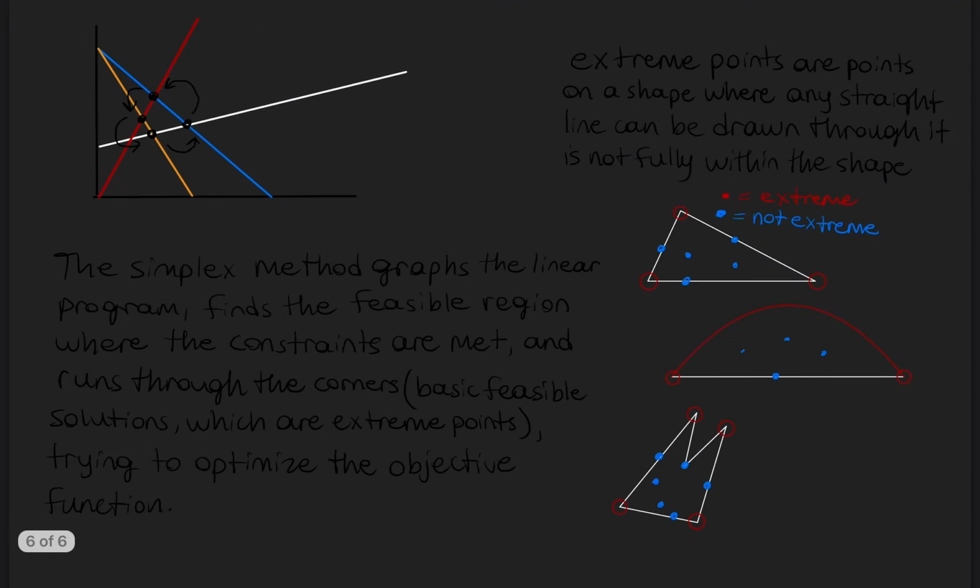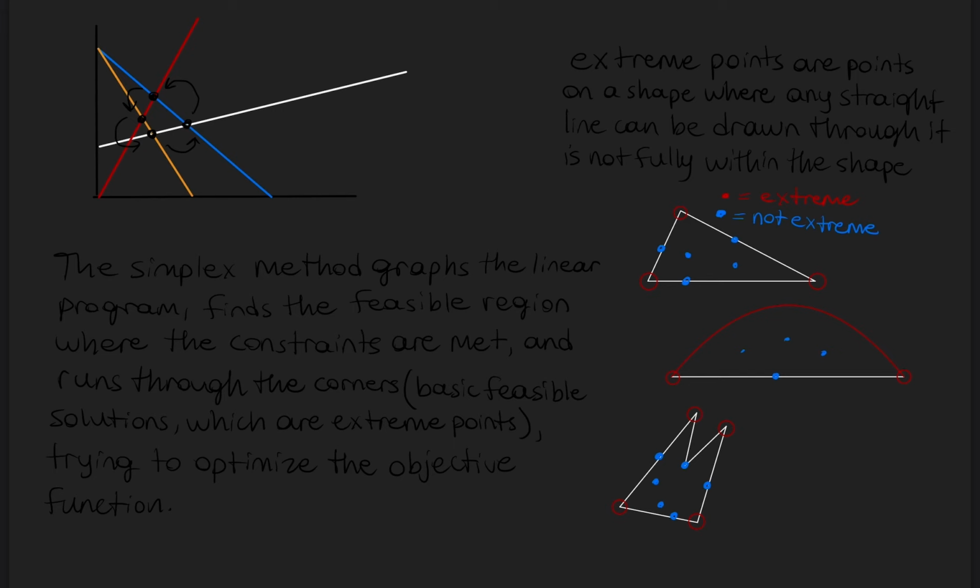Okay, so now let's get into the actual ideology behind the simplex method. So here you have all of your constraints in the graph. There are non-negativity constraints as well, as shown by the fact that there's only data in the first quadrant. So we have our constraints and we have our feasible region right here because this is the structure that is created by the constraints. And the simplex method graphs the linear program. It finds the feasible region where all the constraints meet and form a little shape.